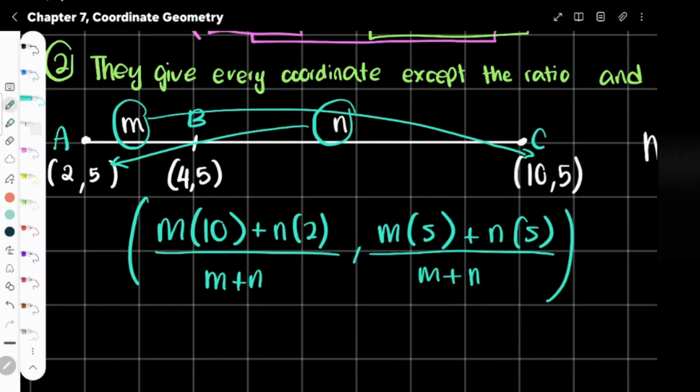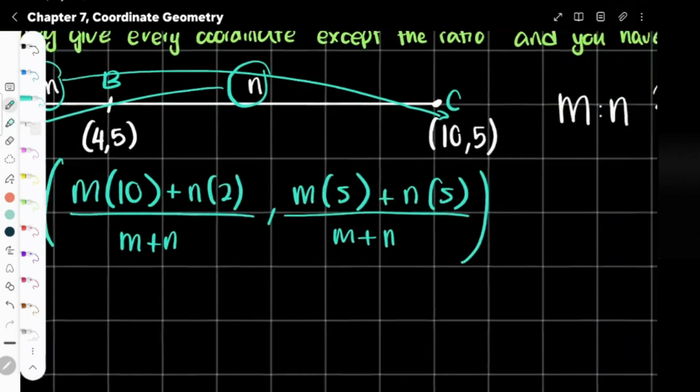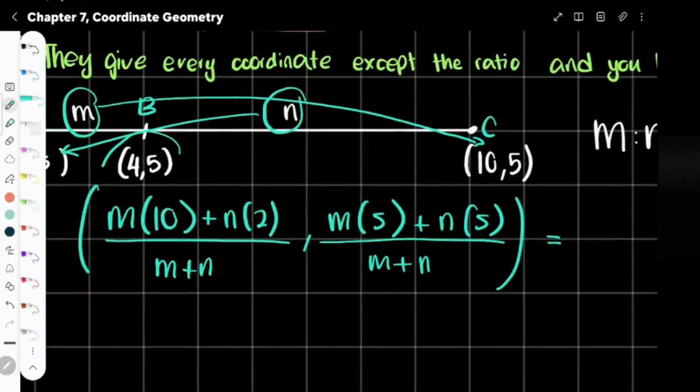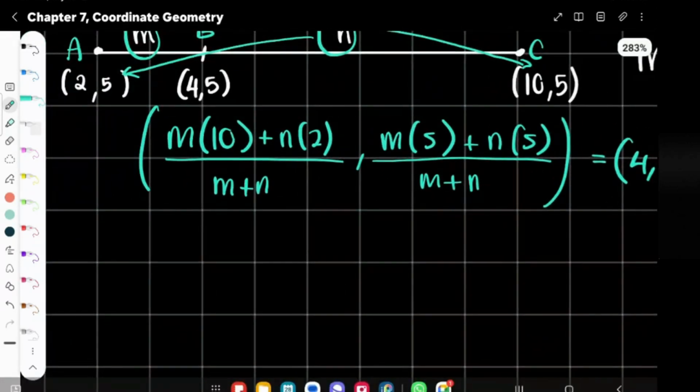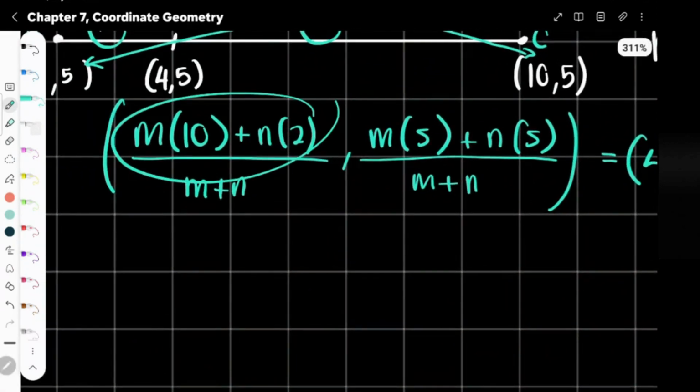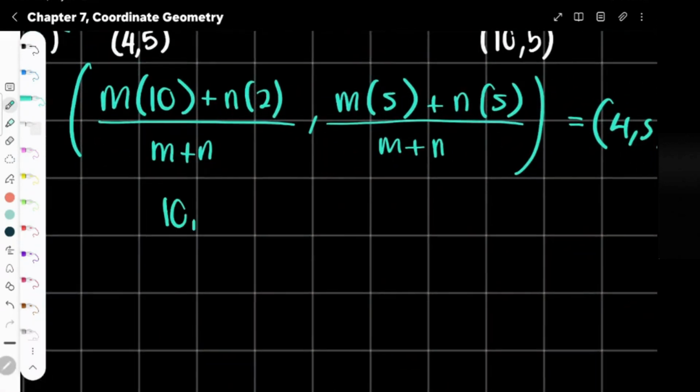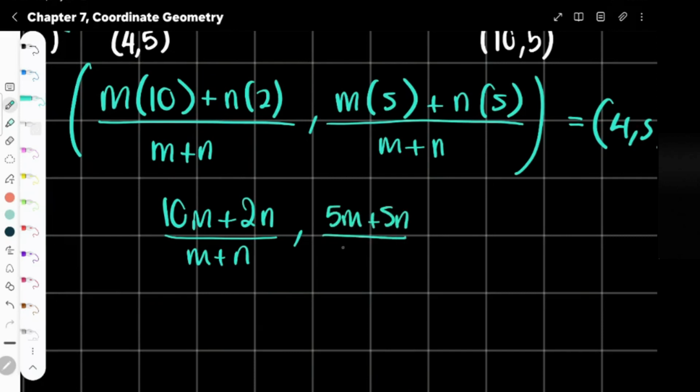Now again, remember this formula is for the line divisor, so you have to compare it with this coordinate here. Why? Because this is the x and this is the y, so you can compare it. It's very easy actually. So let's write (4, 5) so we can compare with that. Let me simplify this first. So M times 10 plus N times 2 becomes 10M plus 2N over M plus N. This one will be 5M plus 5N over M plus N, equal to (4, 5).